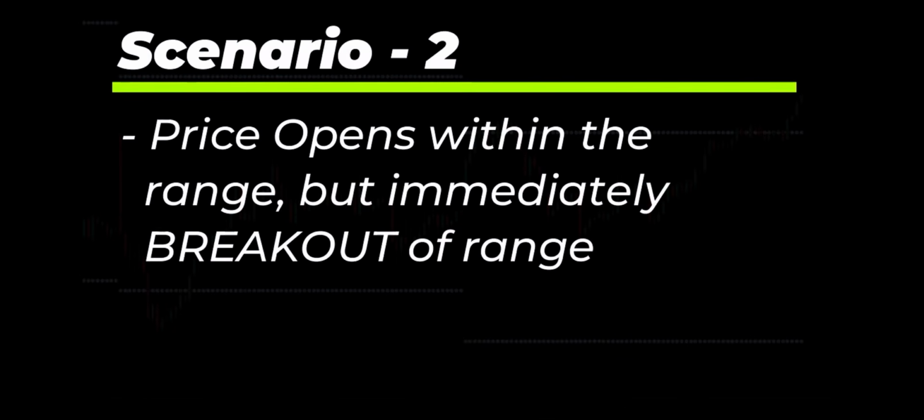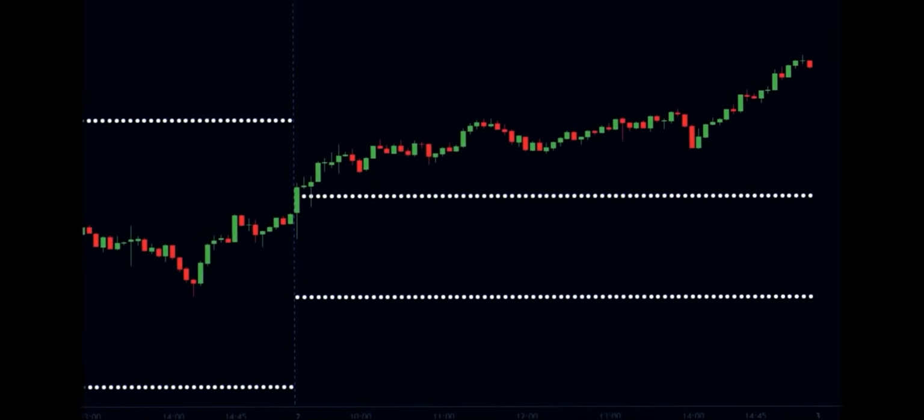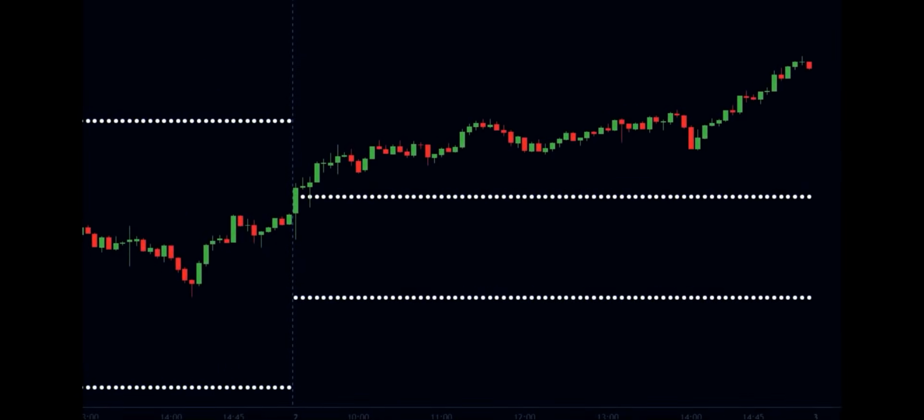Scenario number 2. The price opens within the prior range, but immediately breaks out of the range. Sometimes, you will notice that the price opens within the prior day's range, but it will immediately break above or below the day range and close outside. This shows that the buyers and sellers don't see the current price as fair value, and one of them is pushing the price very hard.